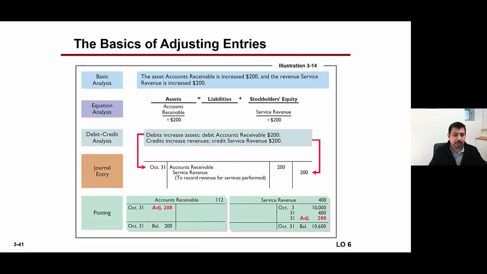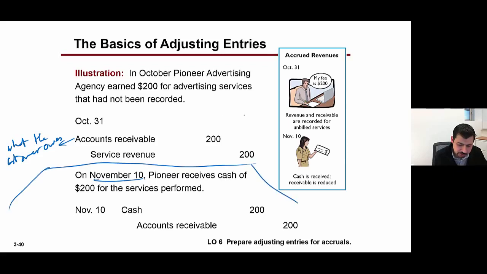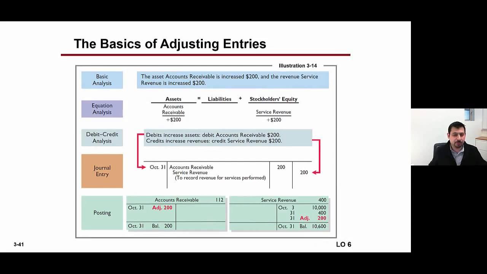And this is how we journalize and post the information from the adjustment. Here we're talking about the first transaction. This is simply to explain what happens later on, but this is the one that we are concerned with as far as the adjustment. This is the adjusting entry, and this is the one that we have entered here.